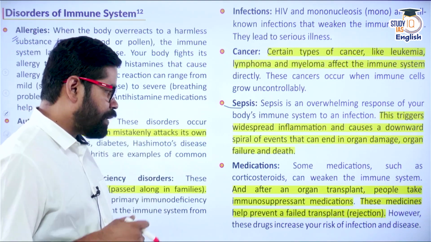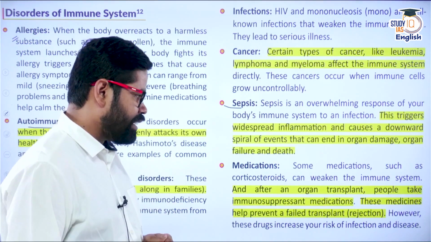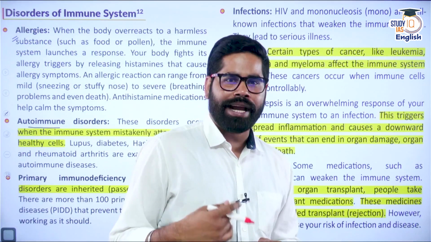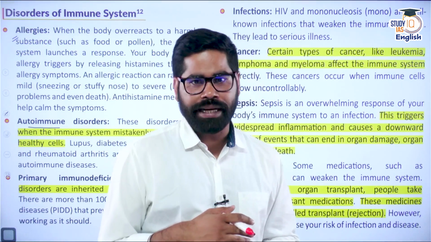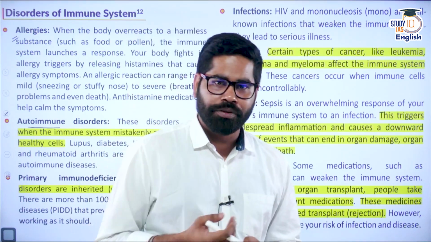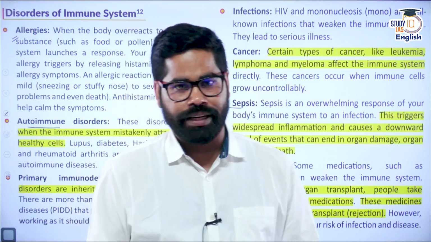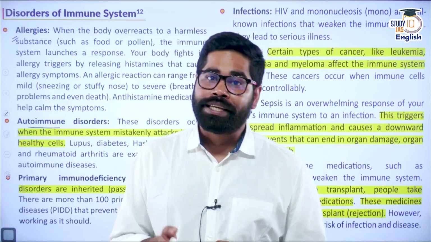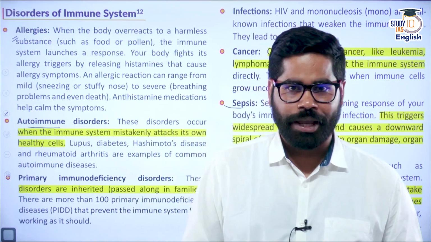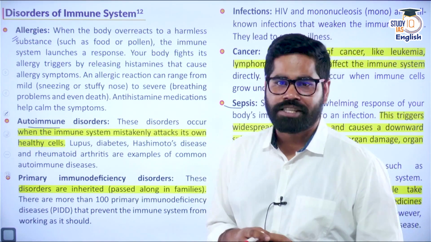The people who are taking immunosuppressant medicines are trying to stop the chances of rejection of the organ, but meanwhile their immune response system becomes weaker and weaker. So medications can also lead to deficiency or weakness of the immune system. So that is another part of the immune system.